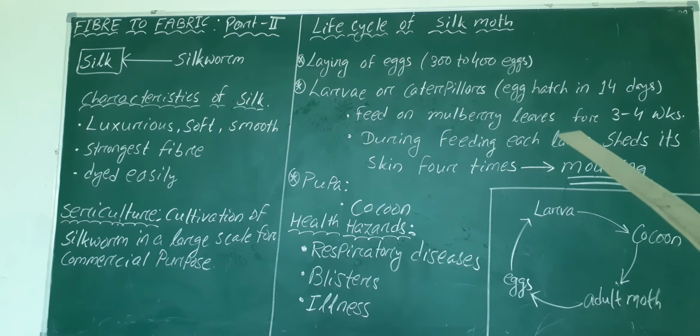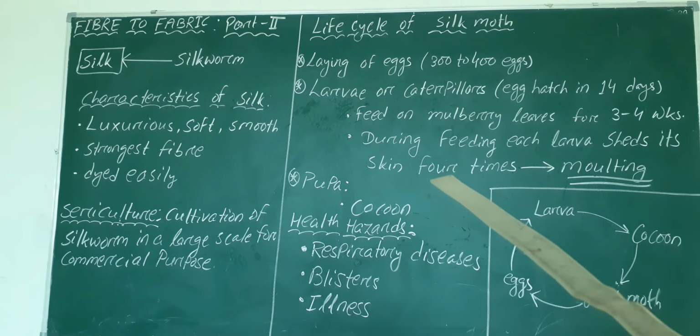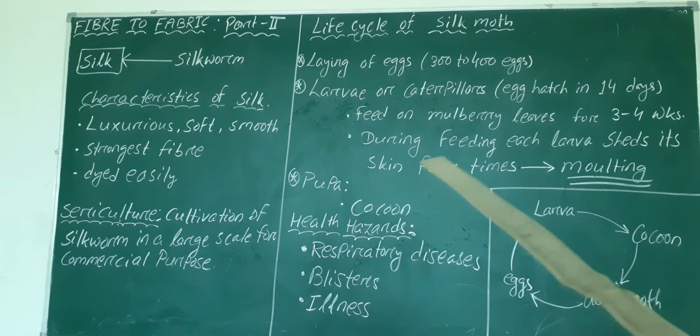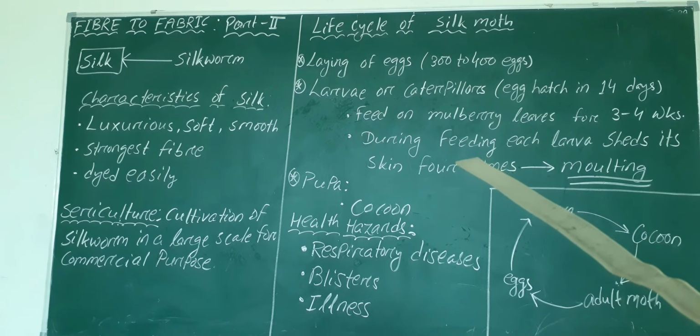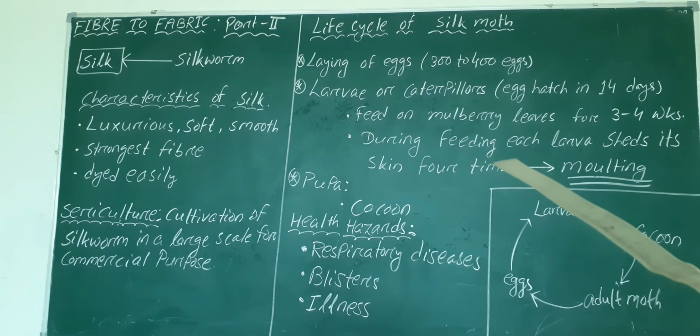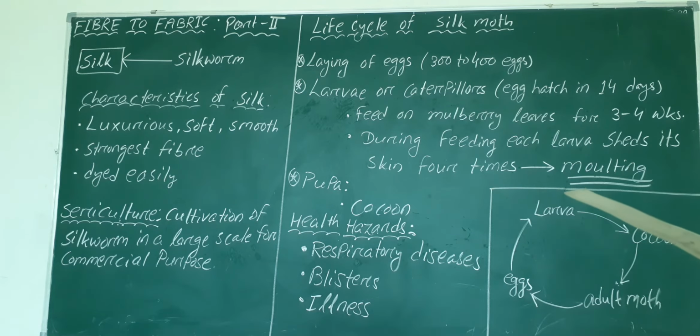During feeding, each larva sheds its skin 4 times. The number of times is not important, but during feeding on mulberry leaves, each larva sheds its skin, and that process is called molting. They eat 50,000 times their original weight and grow 10,000 times in size since hatching.